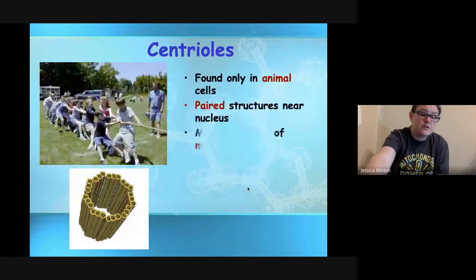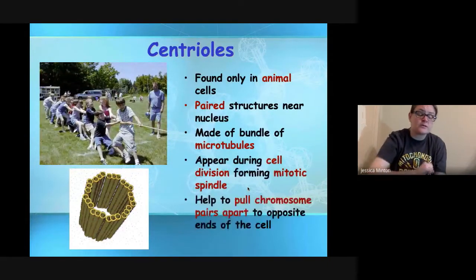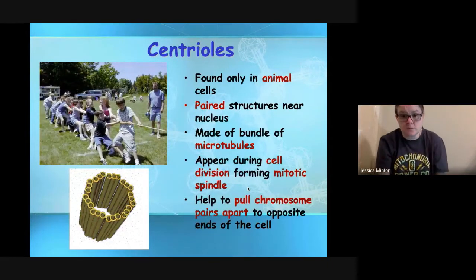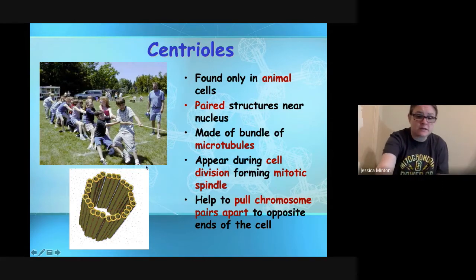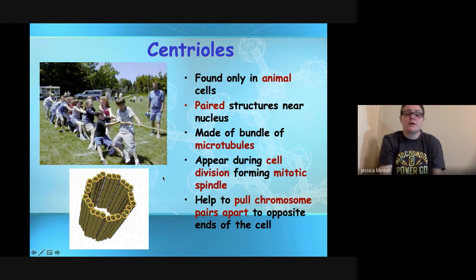Centrioles. These centrioles are actually going to be found in animal cells only. They are paired structures, and they are going to be important when we talk about mitosis. They are those microtubules. Notice that they are tubes, right? They're hollow. You've got this, and they are going to form the mitotic spindle.